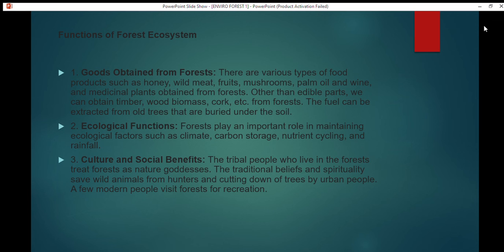Then we have the Congo forest, which also has its own history and how the people surrounding it feel about the forest, and it's supposed to be protected.